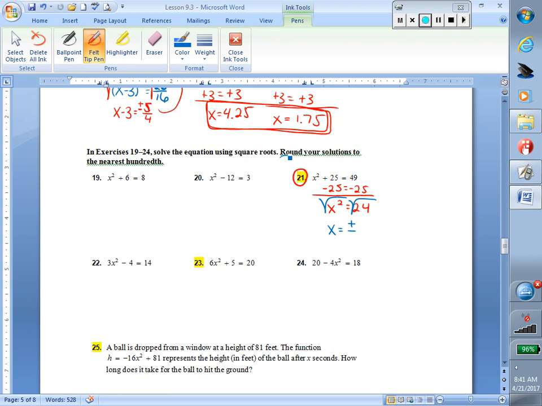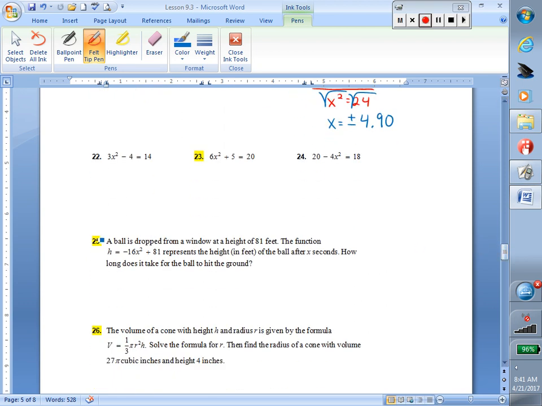So what we will do when that happens, we're going to round our solutions to the nearest hundredth. So this would be plus or minus 4.90. And that's okay. Sometimes they don't work out perfect. I'd want to just make sure you saw one of those.